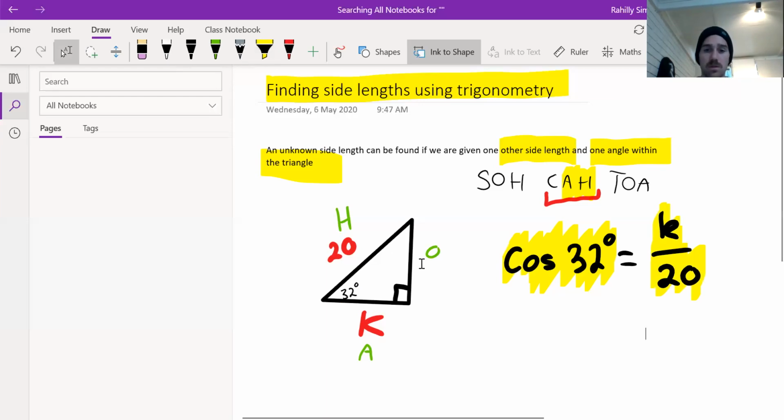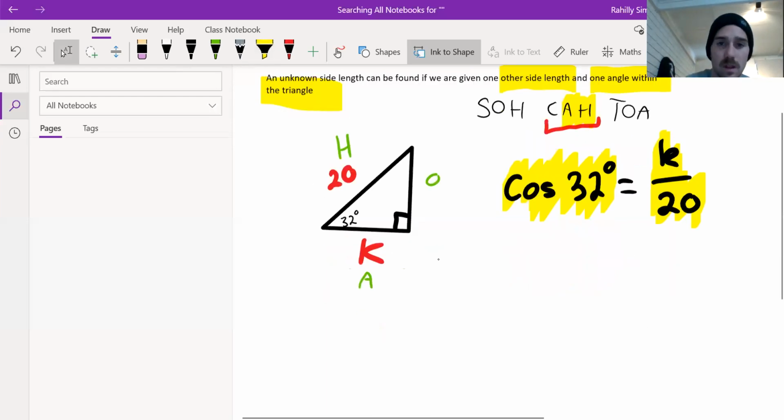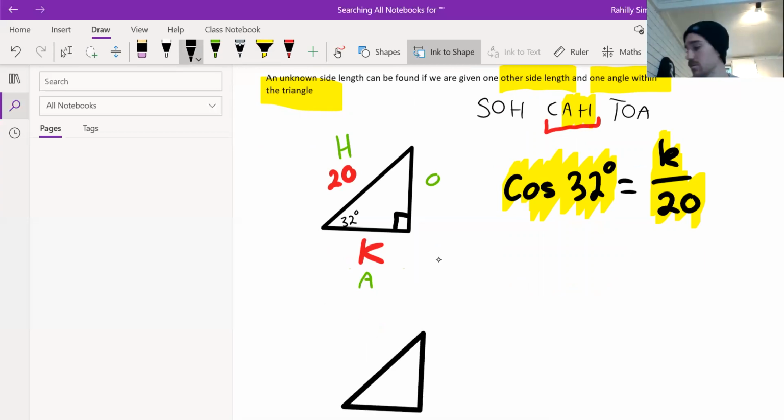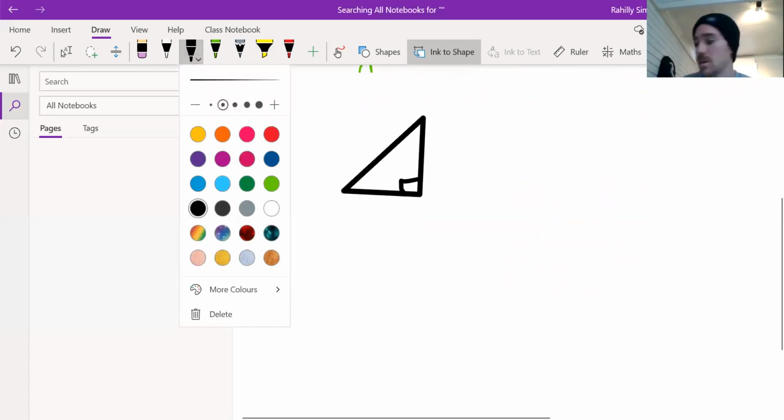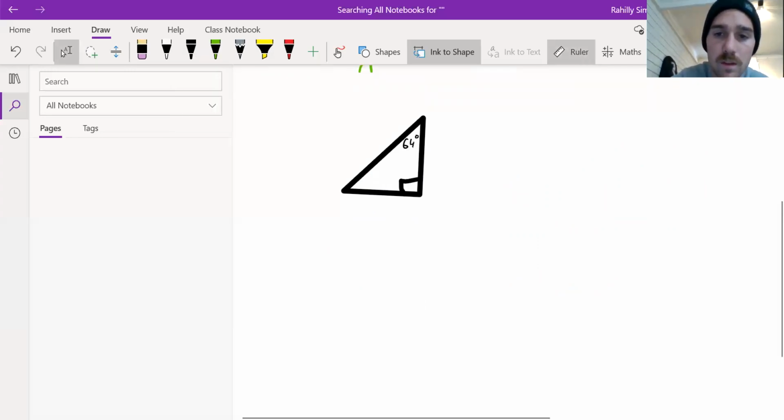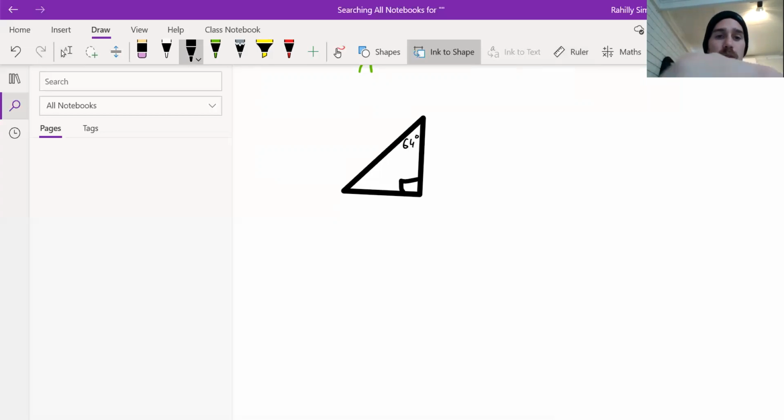We'll do another example, and I'll quickly draw it down here. We've got, there we go. Quickly zoom in on this one a little bit. So we've got another triangle that will be giving us 64 degrees there. It is 35 here. 35, and then our unknown is K again. Okay.